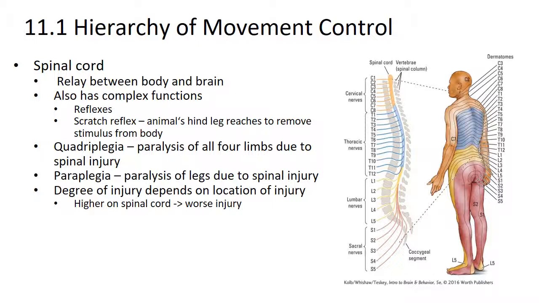In people who have spinal cord injuries, depending on where the injury is, how high or low on the spinal cord, it can have different effects. So in somebody with quadriplegia, quad meaning 4, this is a paralysis of all 4 limbs, and this happens due to a higher location of the spinal cord injury. Paraplegia is caused by a lesion or damage slightly lower on the spinal cord, and this is just paralysis of the legs.